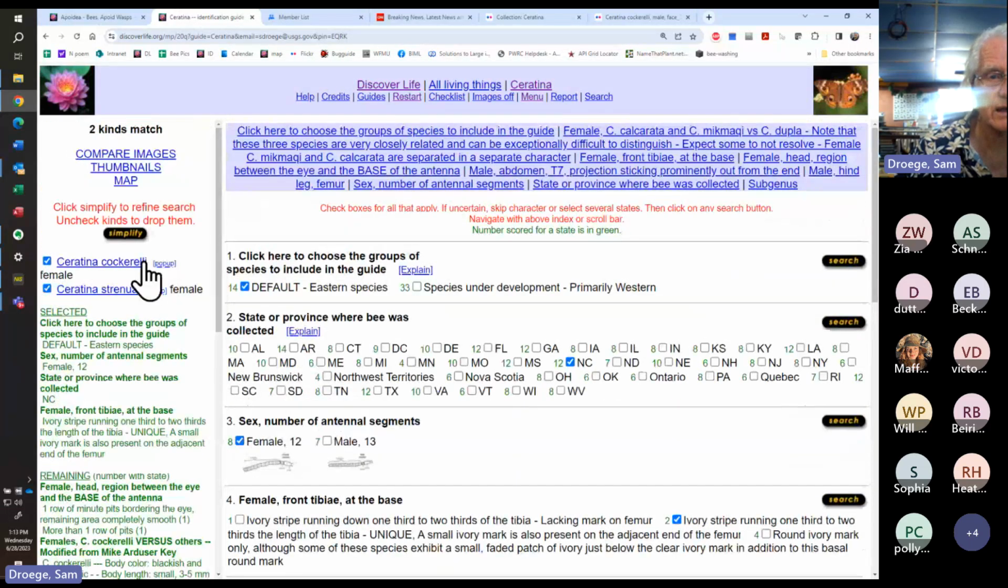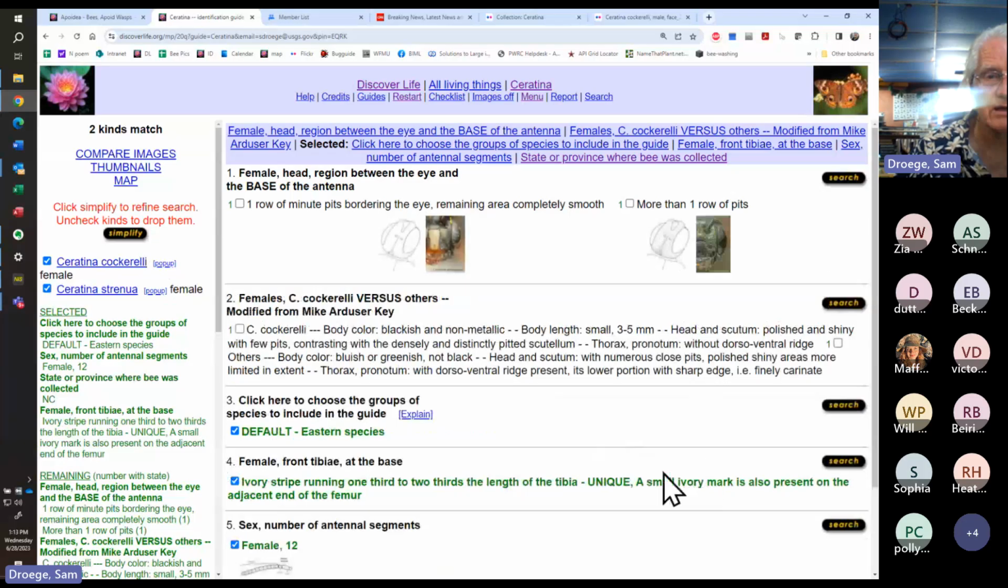And if we want, we can hit simplify and see if we bring up some Mike Arduser key things here and keys from the original Discover Life. So basically, the vibe alone would tell you how to differentiate these two. But in this particular case, we're using a character here of the presence of one row of minute pits bordering the eye and everything else being smooth. So this is along the eye and the base of the antenna. So throughout that area.